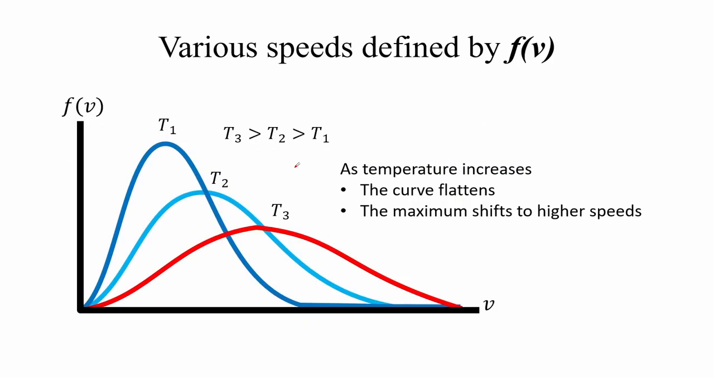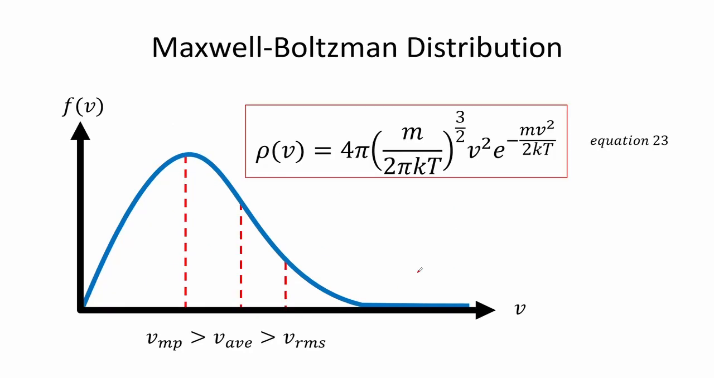At different speeds we see the behavior of the probability distribution. As the temperature increases, the curve flattens and shifts towards higher speeds as shown by the red graph. The figure shows the Maxwell-Boltzmann distribution of the magnitude of velocity of gas molecules. We see the relationship among the different speeds. The most probable speed is greater than the average and root mean square speed. Equation 23 shows the expression for the Maxwell-Boltzmann distribution.